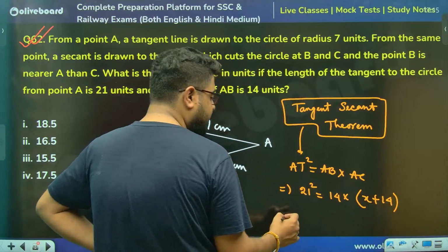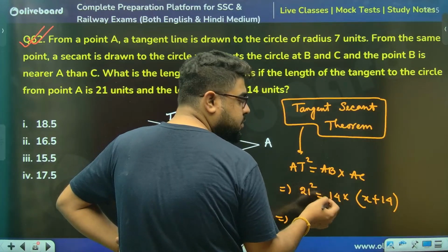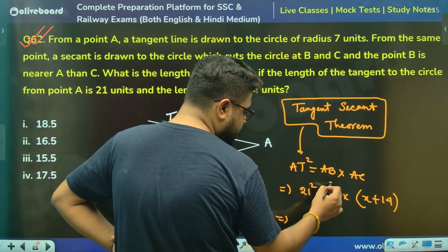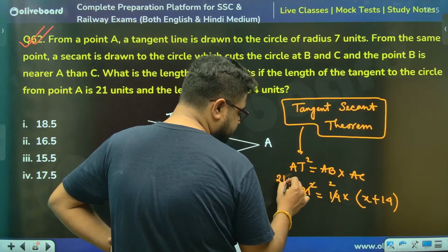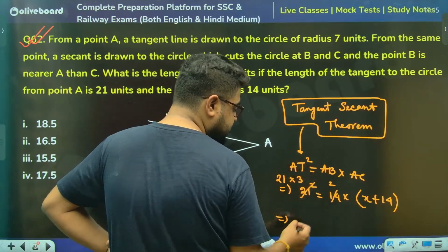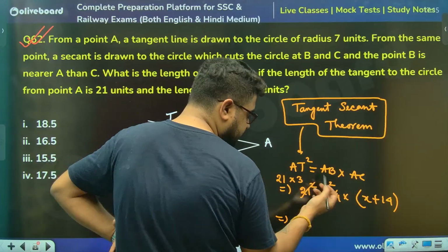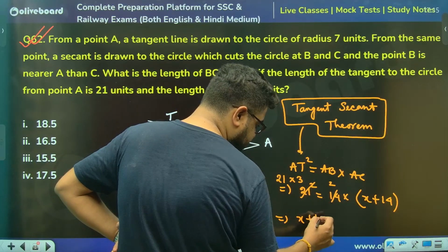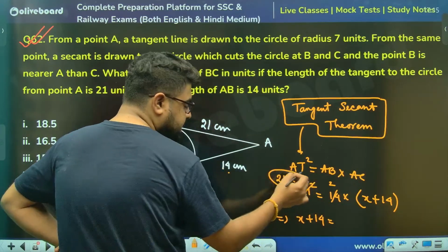Let's calculate. 21 square means 21 into 21. 7 twos are this, and one 21 is left. The second 21, 7 threes are this. So again, it will not go. So X plus 14 is equal to 63 by 2.